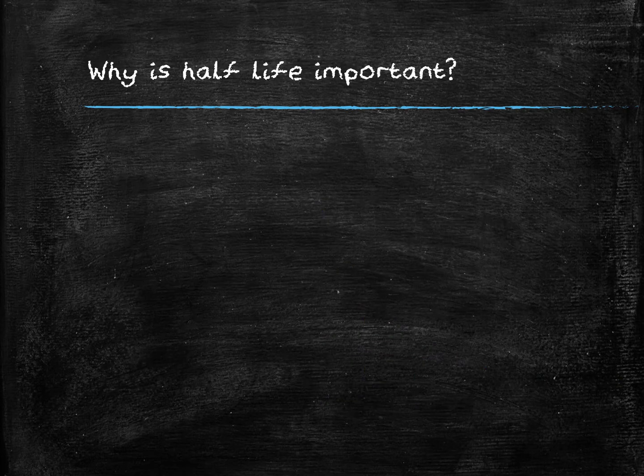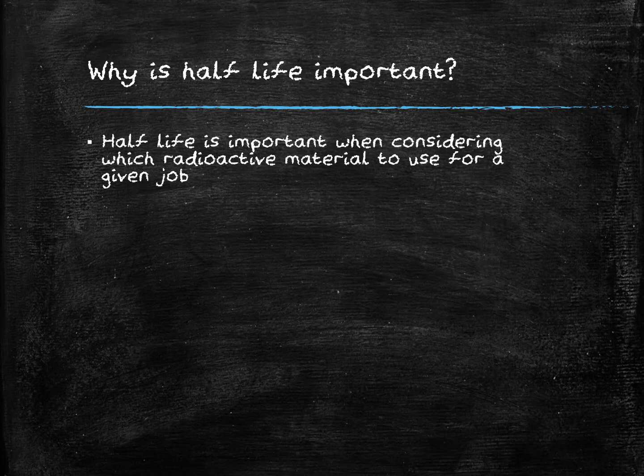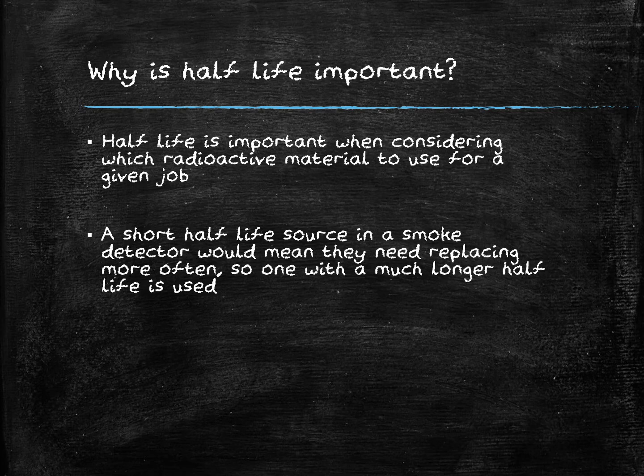Why is it important? I mentioned that when we're considering radioactive sources and their uses, we need to think about the properties of the radiation and its half-life. A couple of the applications that we've discussed so far are smoke detectors, medical tracers, and thickness control. A short half-life source in a smoke detector or a thickness control machine would mean that it would need replacing more often, so ones with much longer half-lives are used. We don't want to have to replace our smoke detectors every 2 years or every year.